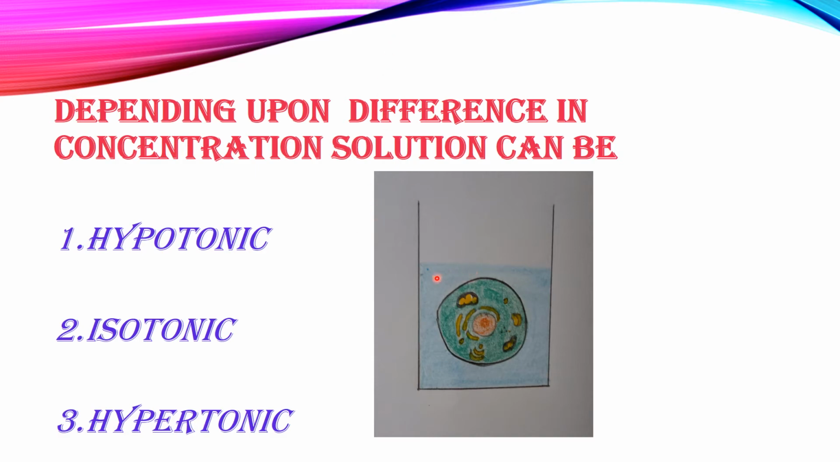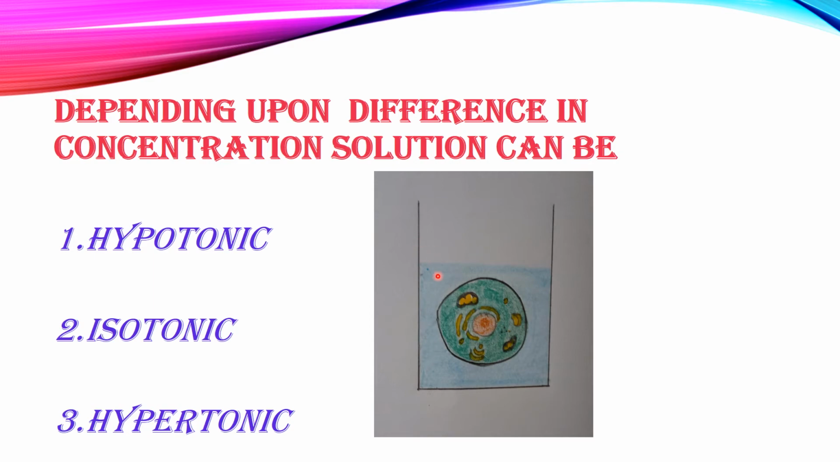Now, we have already studied that the movement of water in and out of the cell depends upon the concentration of water in the outer environment. Depending upon the concentration, a solution can be hypotonic, isotonic and hypertonic. If we place a cell in a solution which has more concentration of water, meaning in this solution the quantity of solute is less and the concentration of water is more as compared to inside the cell, then this solution will be known as hypotonic.